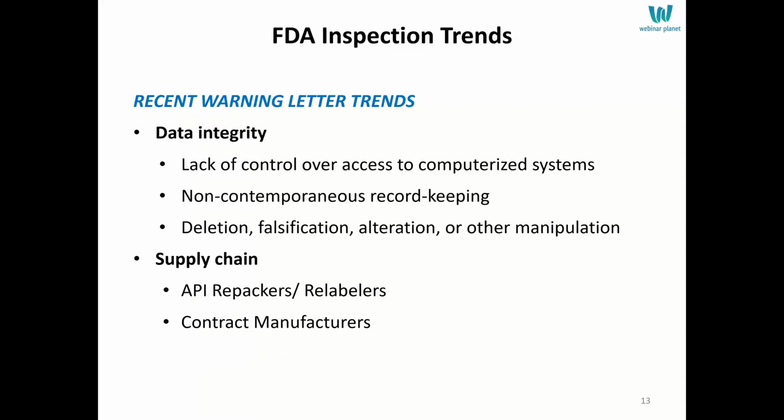Recent warning letters show a trend toward data integrity issues, where companies are being found to have a lack of control over access to systems, not recording data or entering information contemporaneous with the act. So once you perform an activity or observe an event, you must record the values immediately. Also cited are deletion, falsification, alteration, and other manipulation. And also your supply chain people. So anyone you have contract with, contract manufacturers, repackers, relabelers, any of these companies, you must hold them to the same standard FDA holds you to.